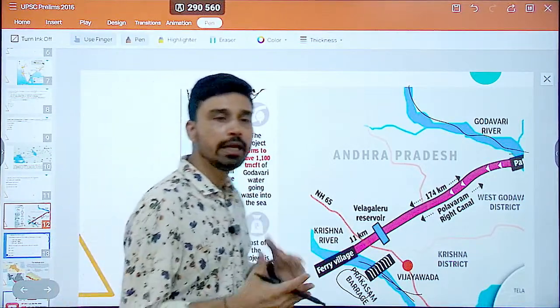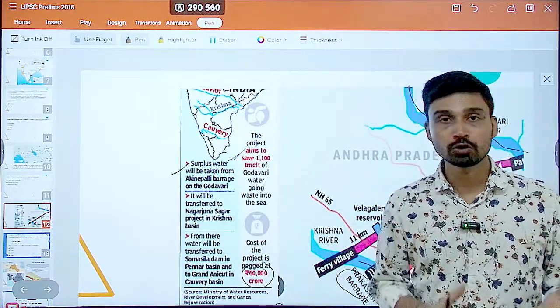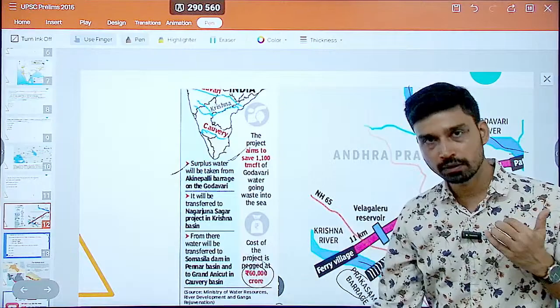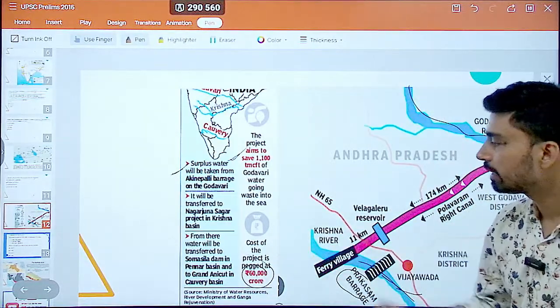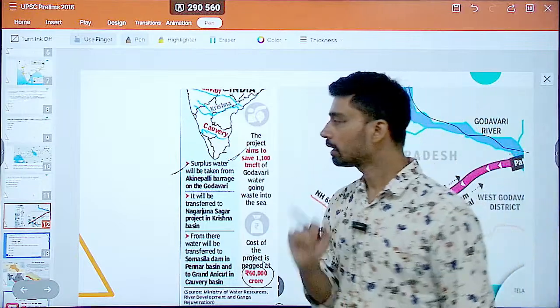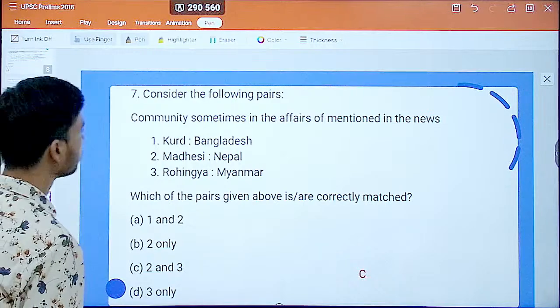So overall it does not only link two rivers, Godavari and Krishna, it also connects the river Kaveri, the other important peninsular river, and also the small Pennar river between Karnataka and Tamil Nadu. So that is the overall Krishna Godavari project.